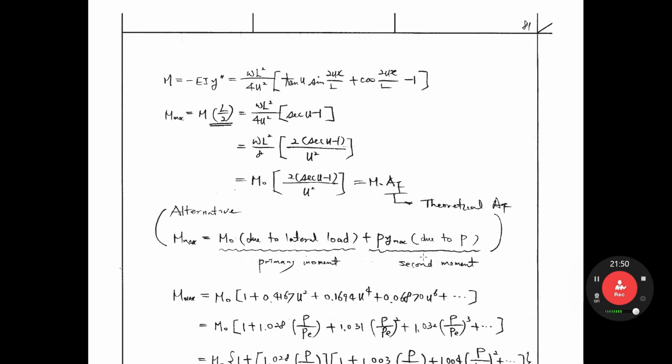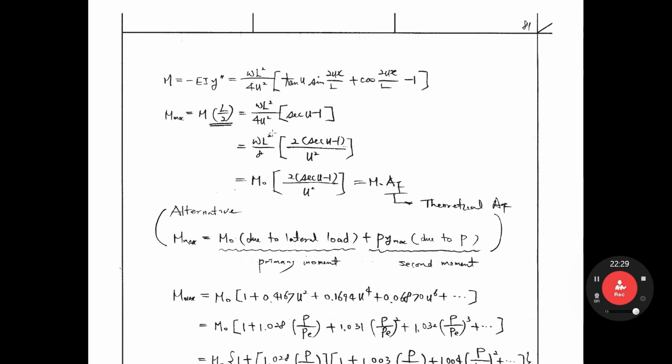Let's look at the moment. Moment is minus EI y2 prime, okay? Yeah, it is a very typical equation. If you calculate y2 prime, then you can get this equation. The maximum moment occurs at mid-length, L over 2. If you use L over 2 instead of x, then this equation results in this one.